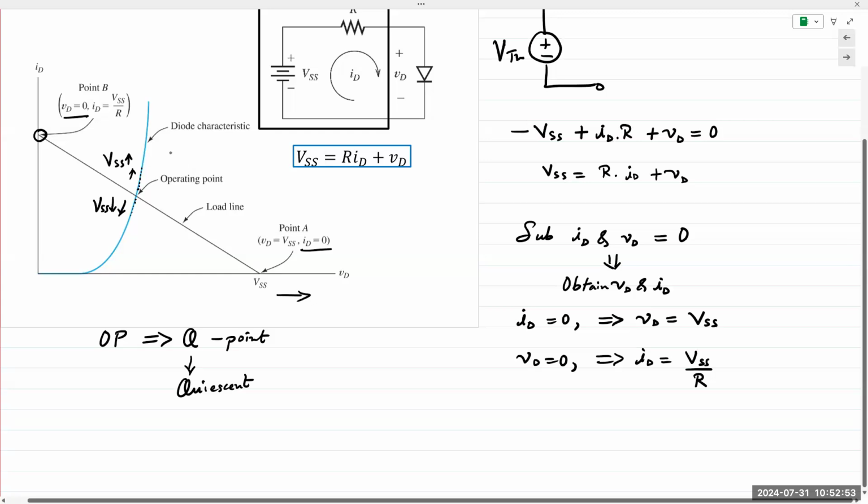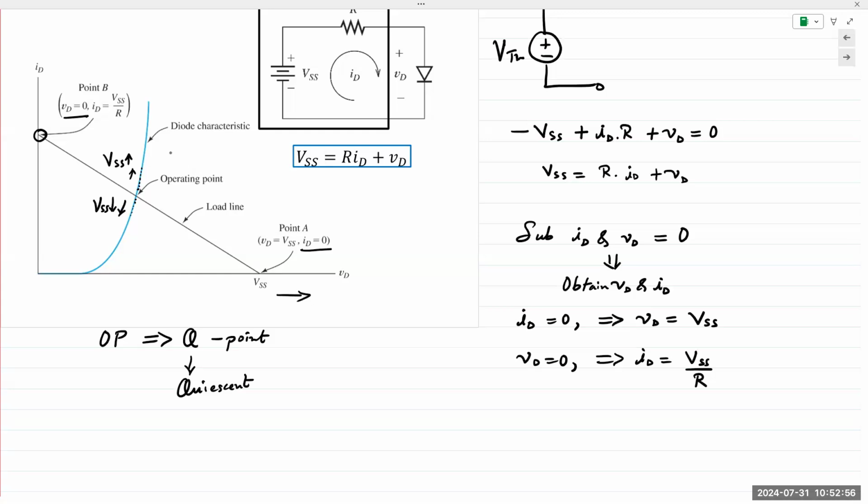Make sense? If VSS is increased, meaning if this was for 5 volts and now you increase it to 6, 7, 8, 9, 10 volts, the line starts moving in this direction. So then your Q point increases. If VSS decreases, your Q point or operating point decreases. And the same thing happens if R increases or decreases. Actually, the inverse happens because R is in the denominator. So if R increases, then the point will go down. If it decreases, then the point will go up.